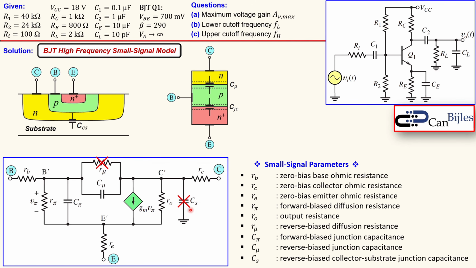We also do not consider CS, which does not matter that much for the high frequency analysis. And we short RB, RC and RE, because those are small. They are not, let's say, 5 or 10 kilo ohms, but a couple of ohms, maybe 10 ohm max, depending of course on the technology. So then we have a small signal model that is a little bit easier to work with.